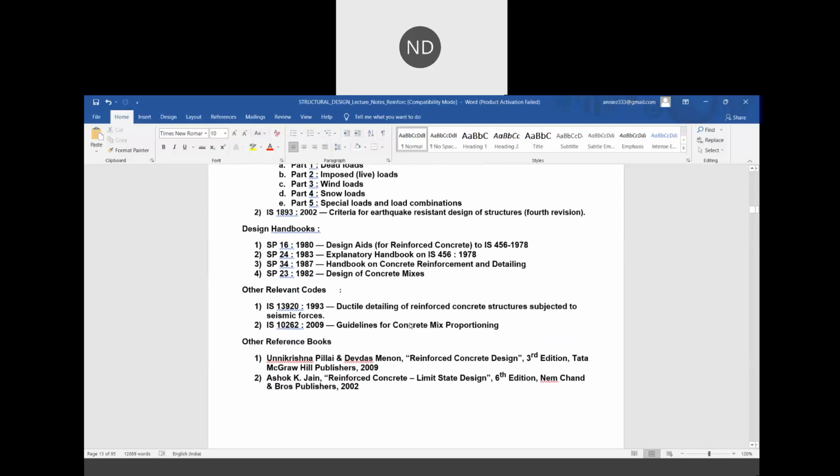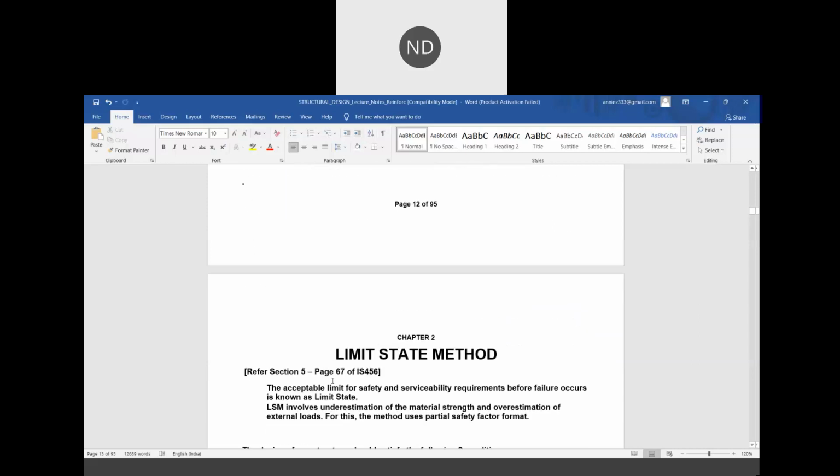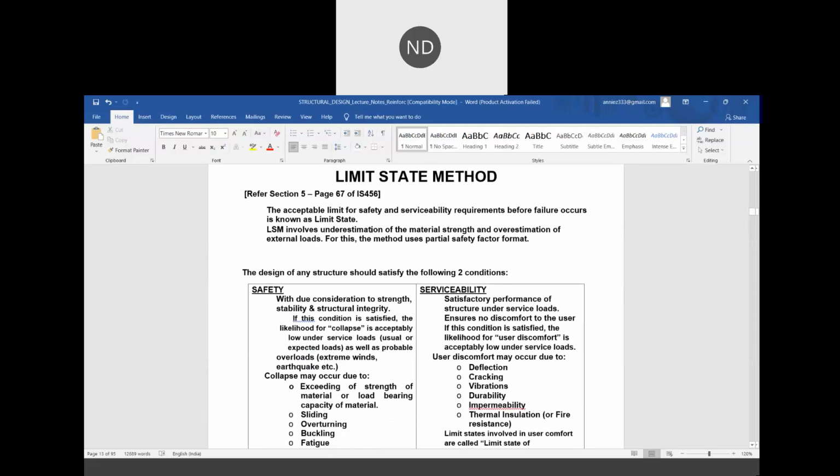Then we have other reference books. Okay, these are your books. Then we come to the limit state method. Now we will have different methods, but first of all, we need to know what the limit state method is.